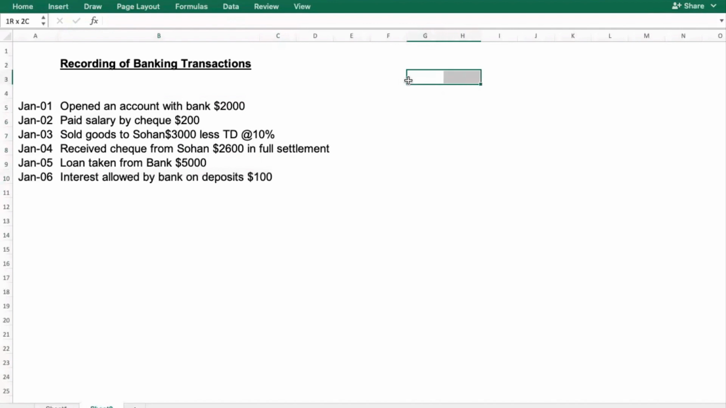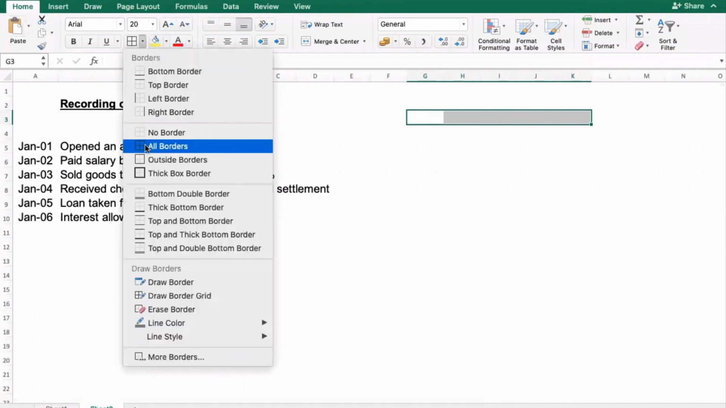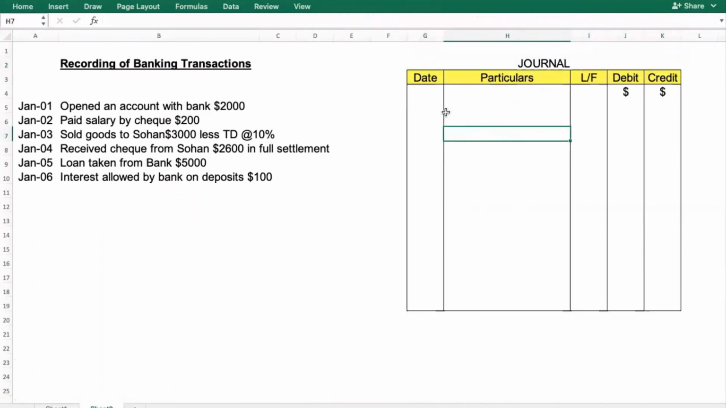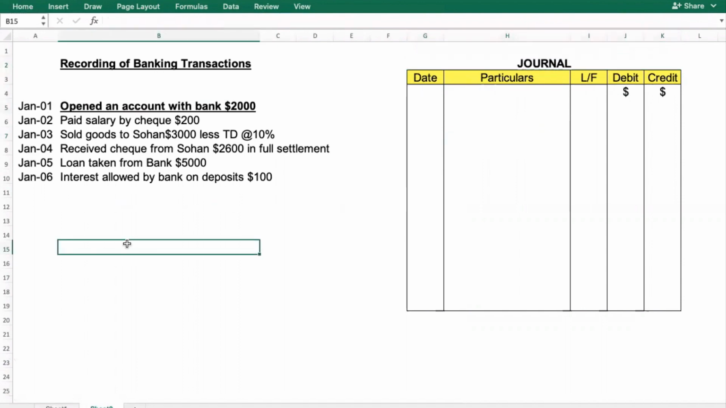So date, detail, ledger folio number, debit amount column, credit amount column. So let me draw the format of the journal. Okay, now the format is already drawn. Now let's see the first transaction, can you read it out? Open an account with bank, $2,000.